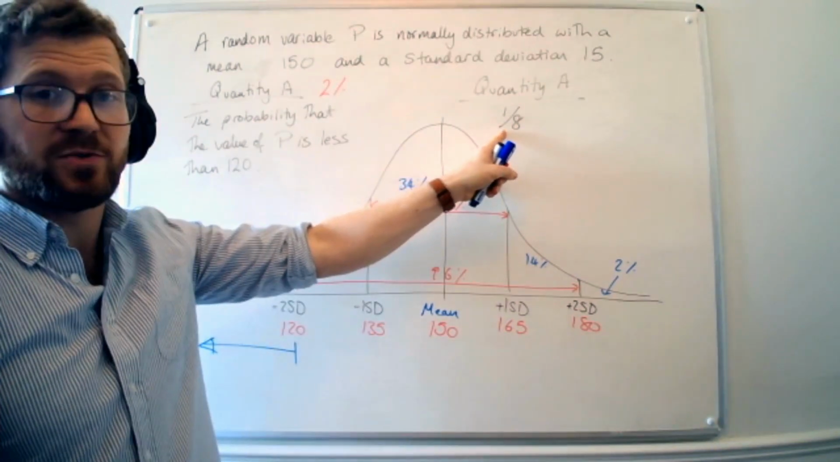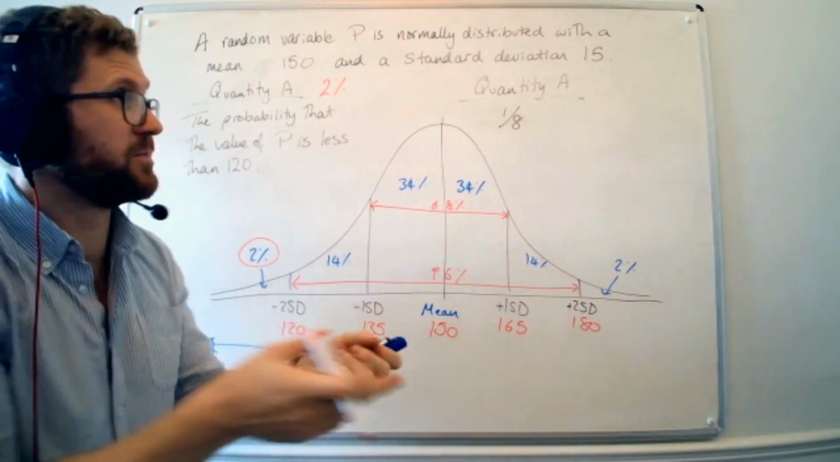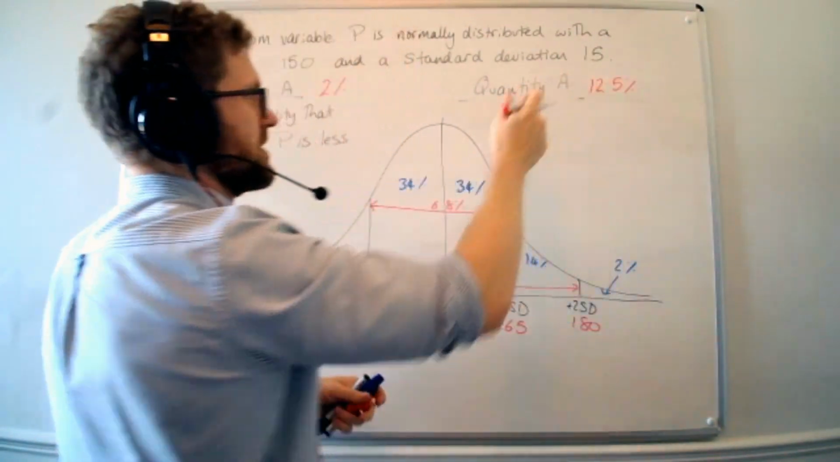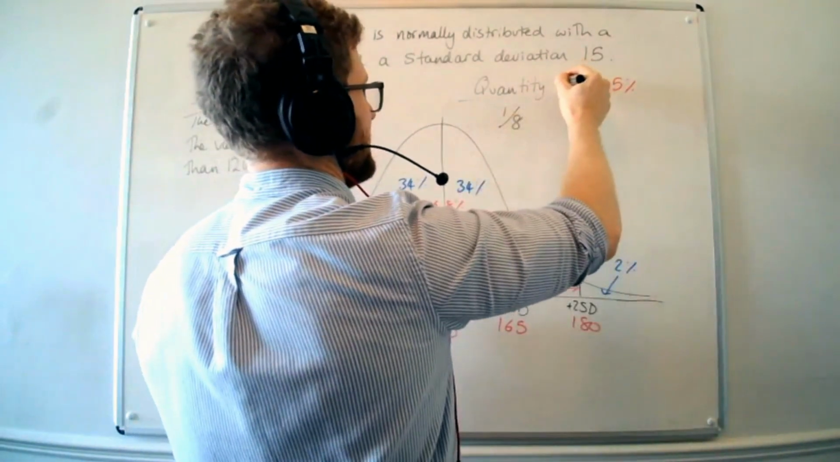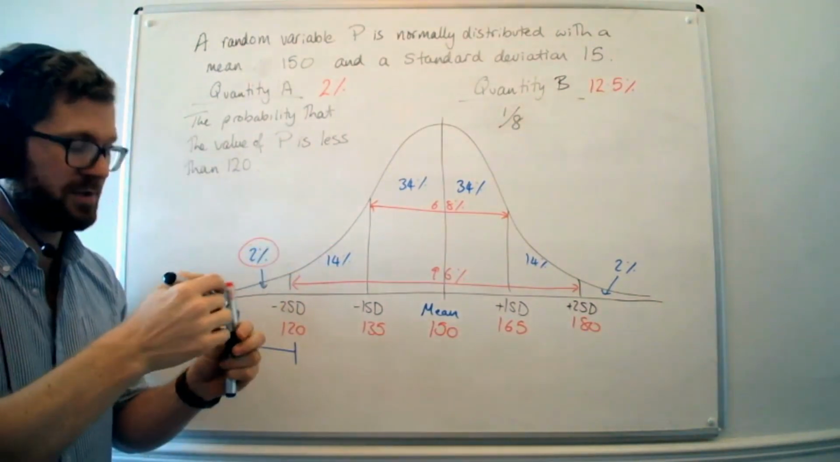Quantity B is going to be an eighth. And so, if you can convert fractions into percentages fairly quickly, I can say that that's going to be 12.5%. Sorry, I don't know why I said quantity A there. That doesn't make any sense. That should be quantity B. Everything else in the question's nice, hopefully copied correctly, but that should have been quantity B there.